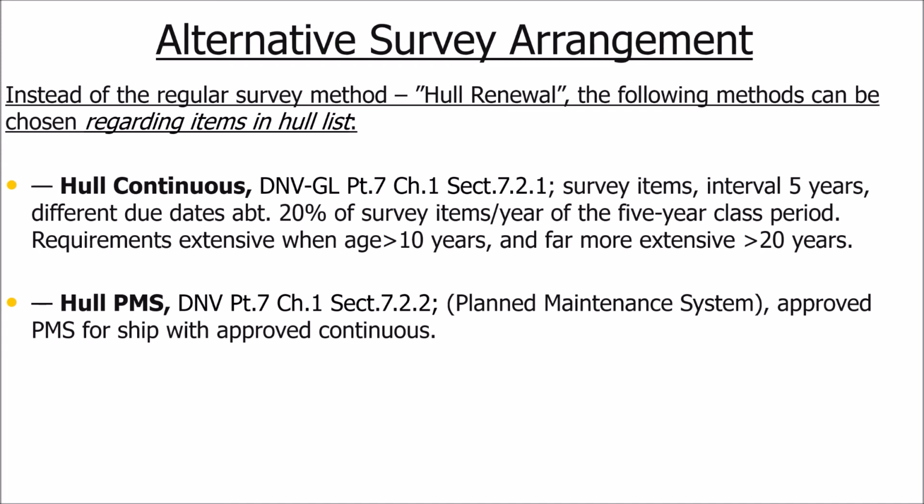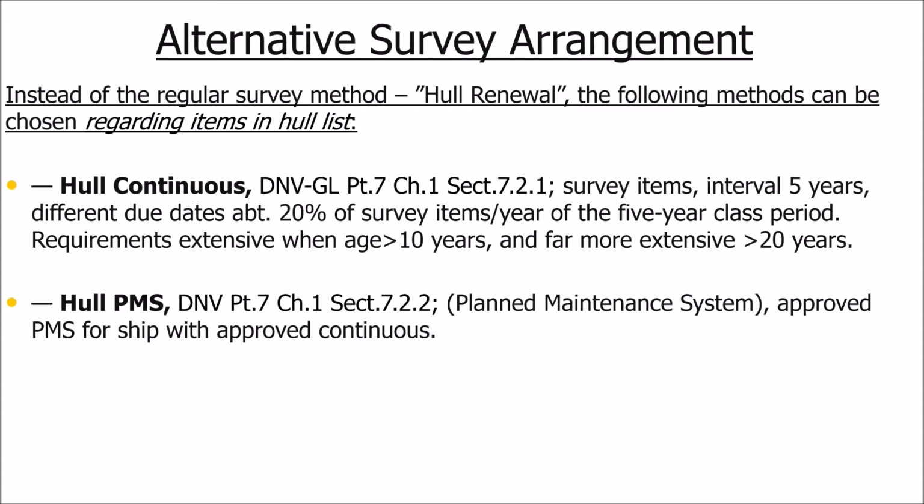And for the hull PMS, you should first have approved continuous, and then you have PMS for this. You can check it yourself, and you have to register very well how you find the condition and stuff. You must make this checking yourself for this ESP, as you might remember from the maintenance course we had before. And so it could be suitable to also make this continuous and hull PMS yourself.